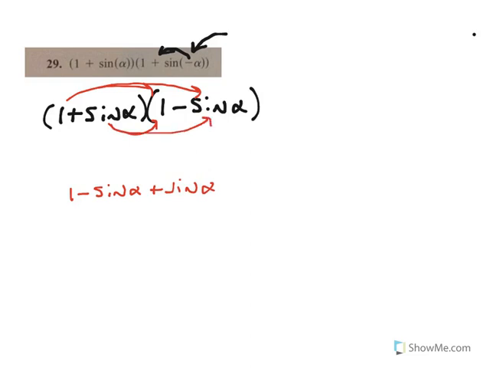And sine times sine, we know that's going to be sine squared, but we have a positive and a negative. So a positive times a negative is a negative, and it's going to be negative sine squared. And your two middle terms will cancel. Negative sine and positive sine will be 0. So you're left with 1 minus sine squared.